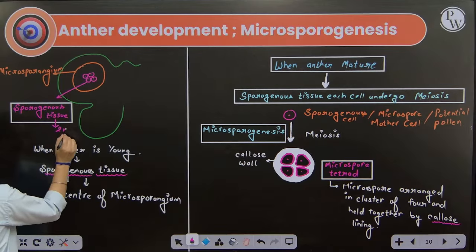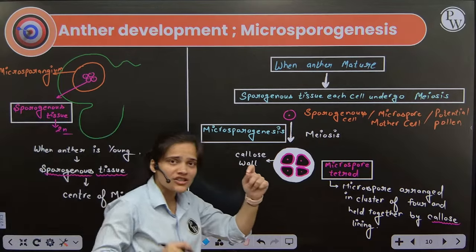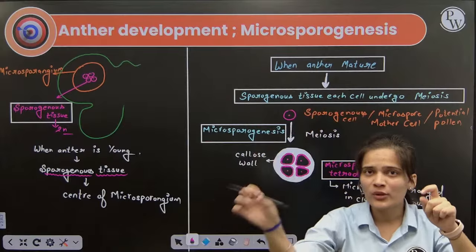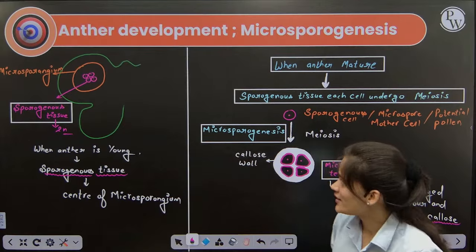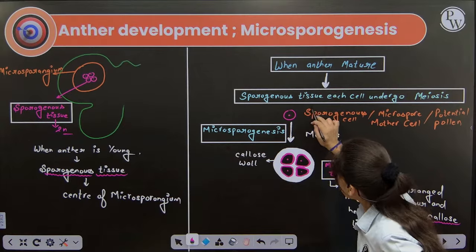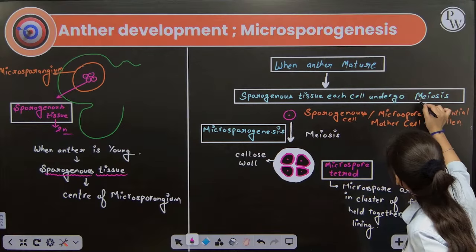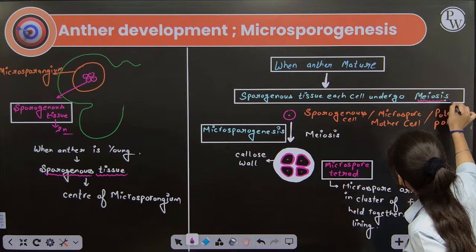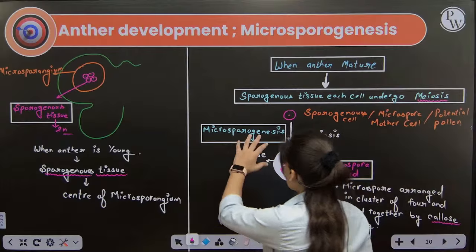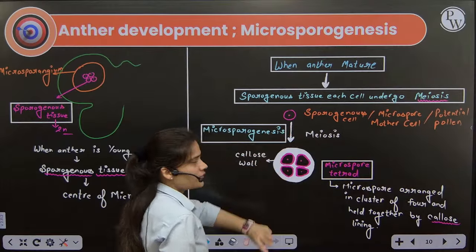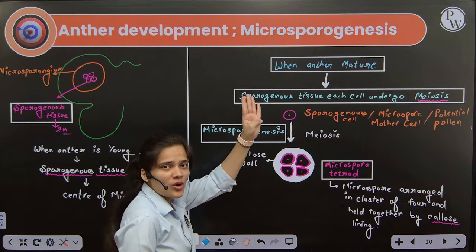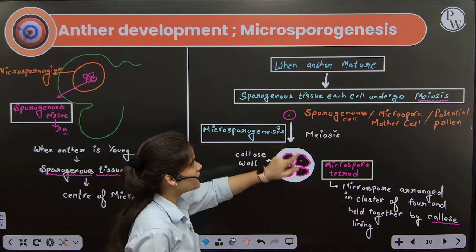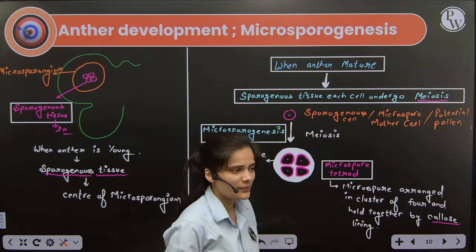these cells undergo which division? Sporophyte is going to form spores by which division? Meiosis division. So these sporogenous tissue cells undergo meiosis division. As a result, what is going to form? Four microspores are formed by these sporogenous tissue cells.